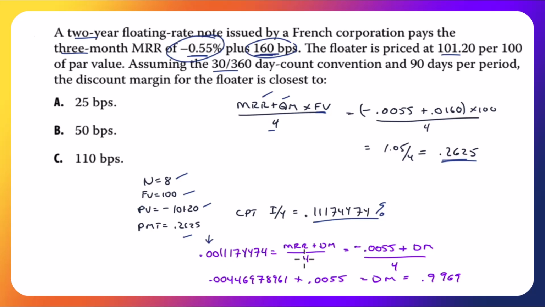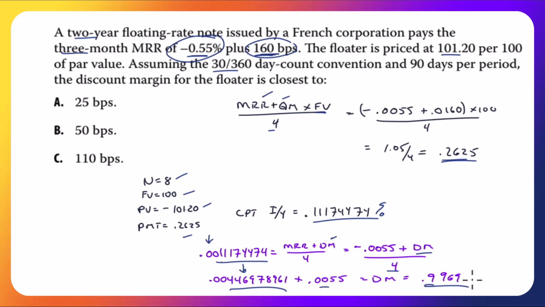Well, this has to equal the denominator, which is the MRR plus the discount margin. This is what we're trying to solve for. Again, our MRR is negative 0.0055 plus the discount margin. And of course, that's over 4, must equal this. Cross multiply by 4, this turns into this. Add the 0.0055 to both sides, you get 0.9969. None of the answers work.